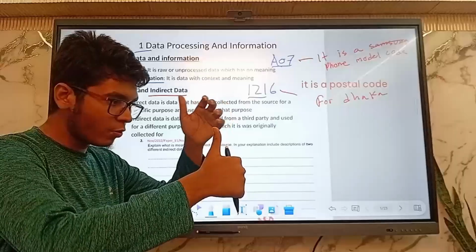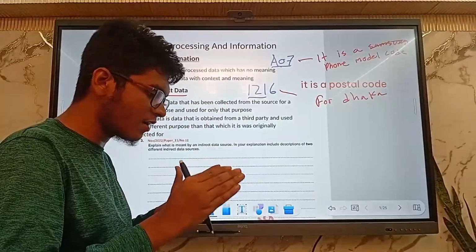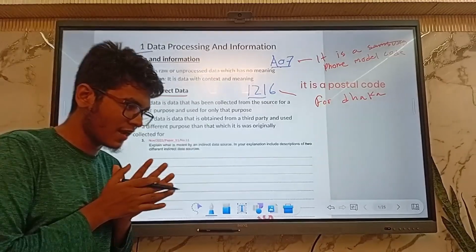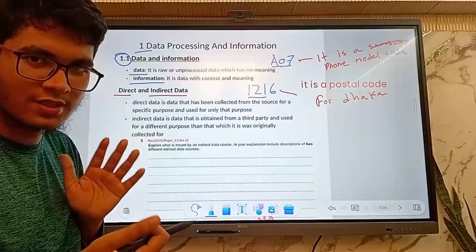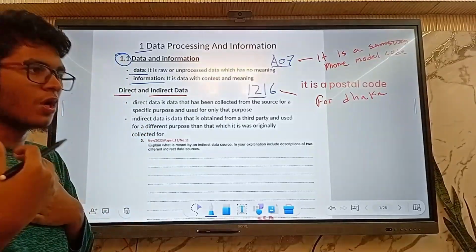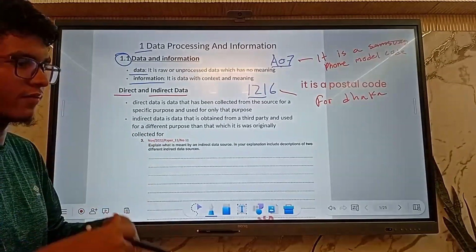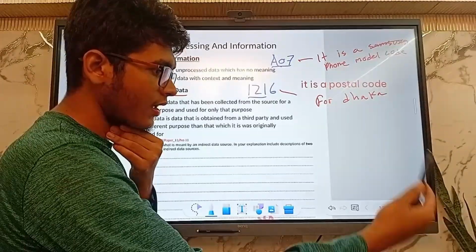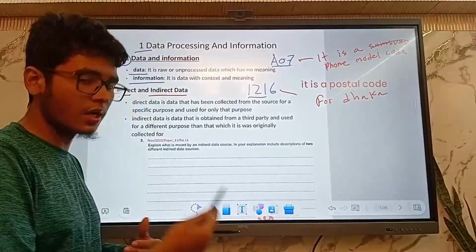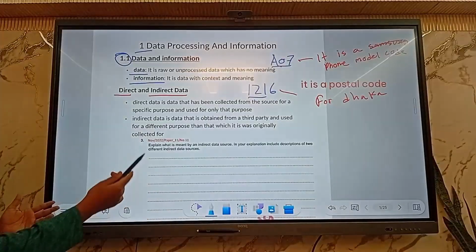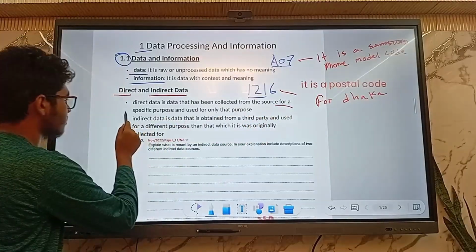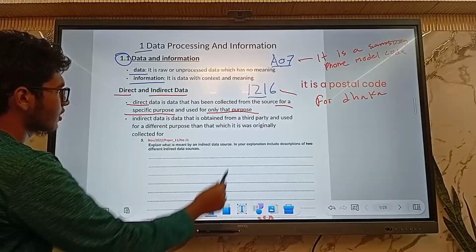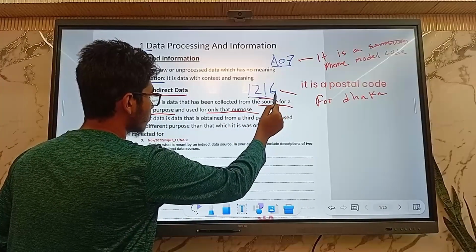It is to identify if this place will be the best area to open a coaching center and collect data on what subjects they are actually reading, and if I will be able to provide the service. So this is completely one purpose, right? To actually see if I can open a coaching center and thrive. And so these are direct sources because I'm directly asking them and they're directly providing the information to me. There is no third party involved. So this is direct data for a specific purpose and used for only that purpose. So this is direct data collected from the source, right? This is something you should remember.